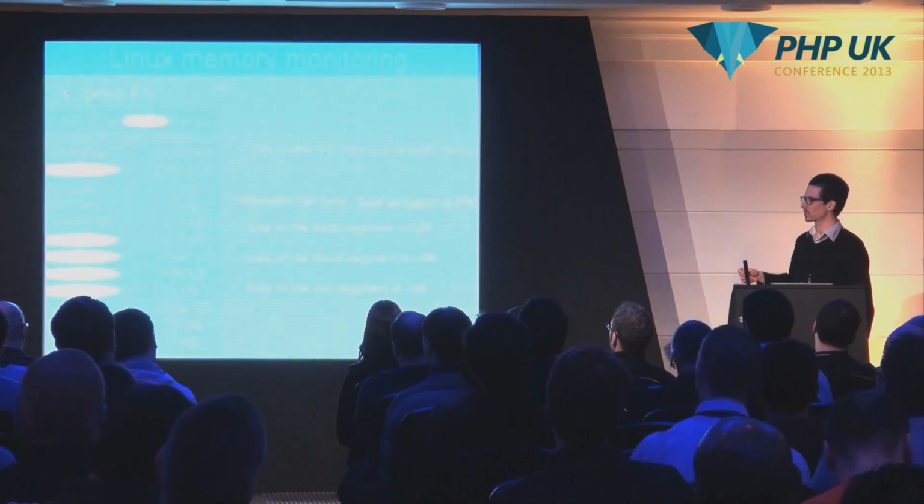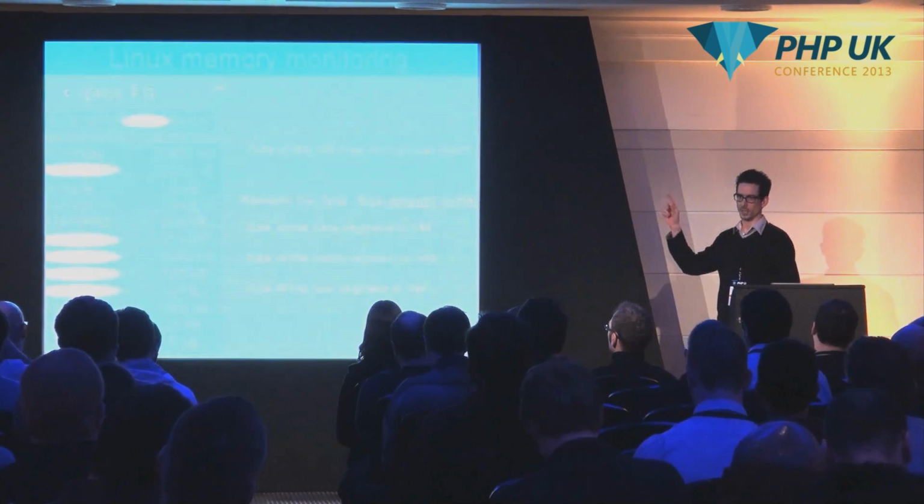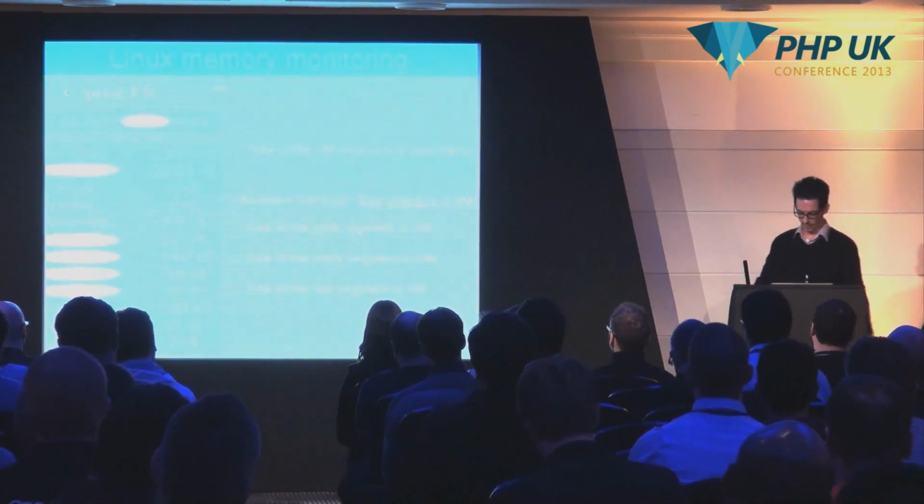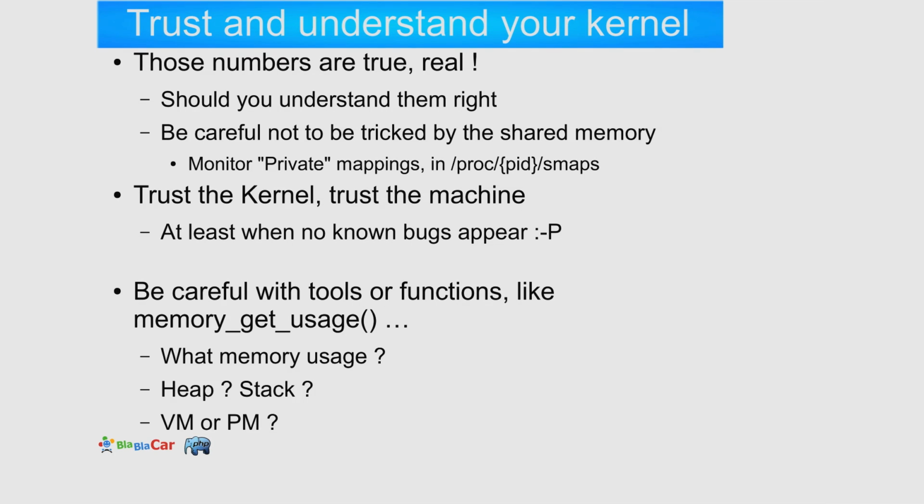You can use, for example, the watch command on this, and then play with your process, and you can see the memory which is moving. So those numbers are real. Okay, the kernel gets you those numbers, so you can trust them, at least when you don't have kernel bugs. Some kernels have bugs, and they display numbers that are not the real numbers, but on the latest versions it's okay.